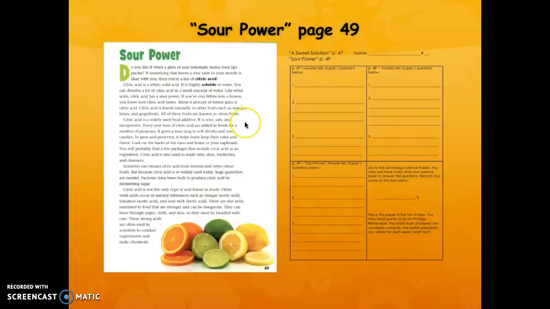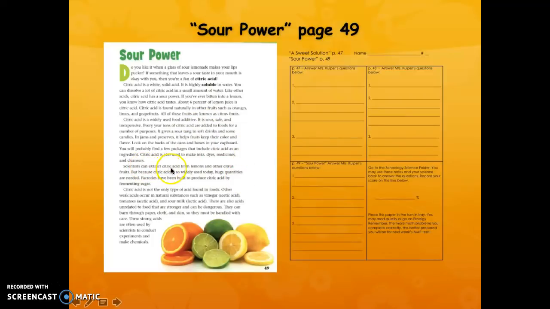Every year, tons of citric acid are added to foods for a number of purposes. It gives a sour tang to soft drinks and some candies. In jams and preserves, it helps fruits keep their color and flavor. Look on the backs of the cans and boxes in your cupboard. You will probably find a few packages that include citric acid as an ingredient. Citric acid is also used to make inks, dyes, medicines, and cleansers. So this paragraph talks about lots of different uses for citric acid.